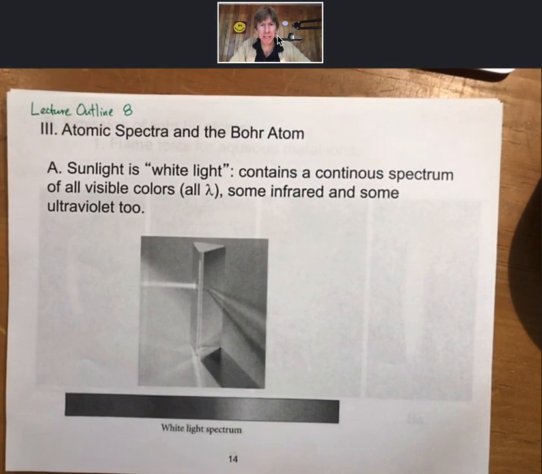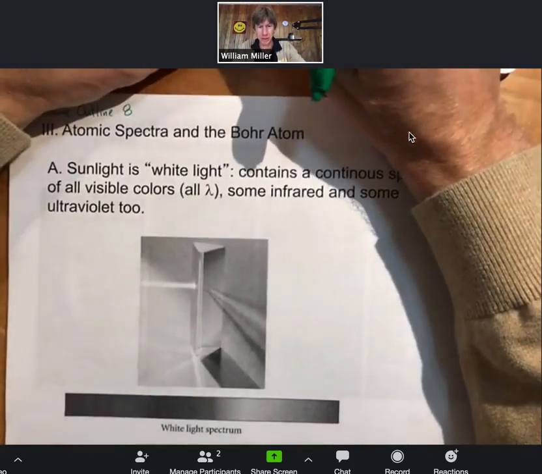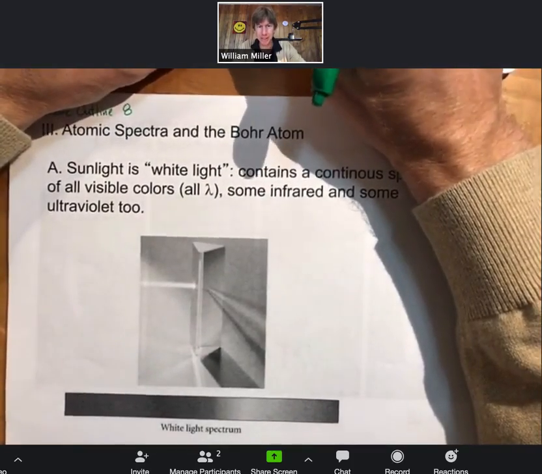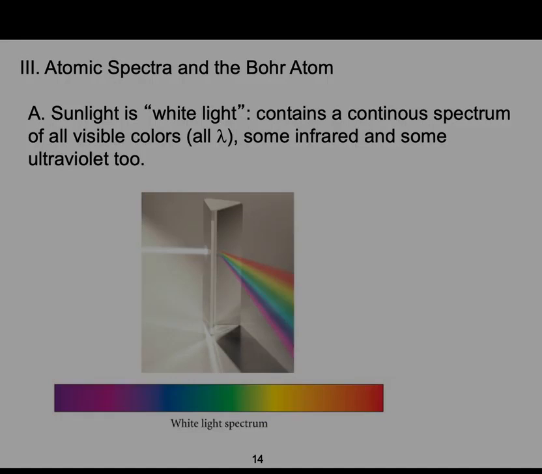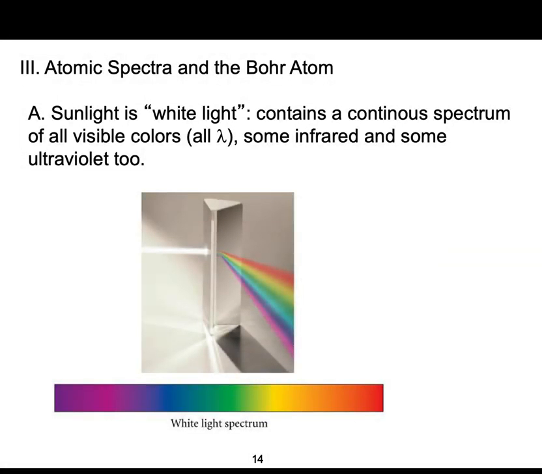And where we're going to start is that sunlight is white light, and we're going to work our way towards the Bohr atom. So white light contains a continuous spectrum of all visible colors, some infrared and some ultraviolet, and there's a nice picture of it in color. And you can see one thing to note is that the red here is at the top. The violet is down here at the bottom, so ultraviolet, which we can't see, would be down here as well.